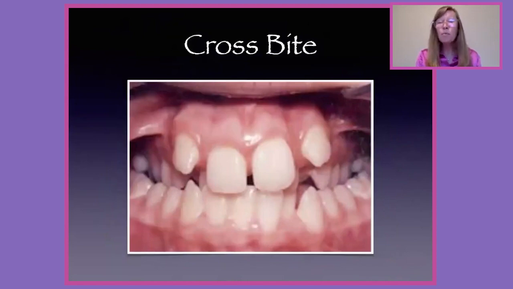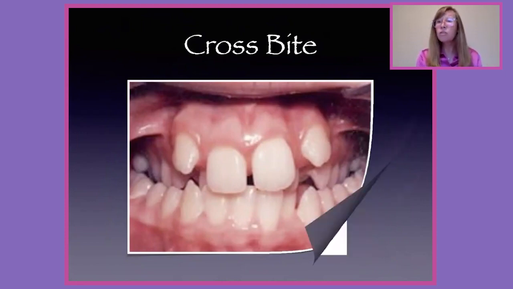And when that doesn't happen, we get malocclusions, we get crossbites. So the structure is really an expression of the function. That's what we're really talking about. So let's look at our functions, what we can do.